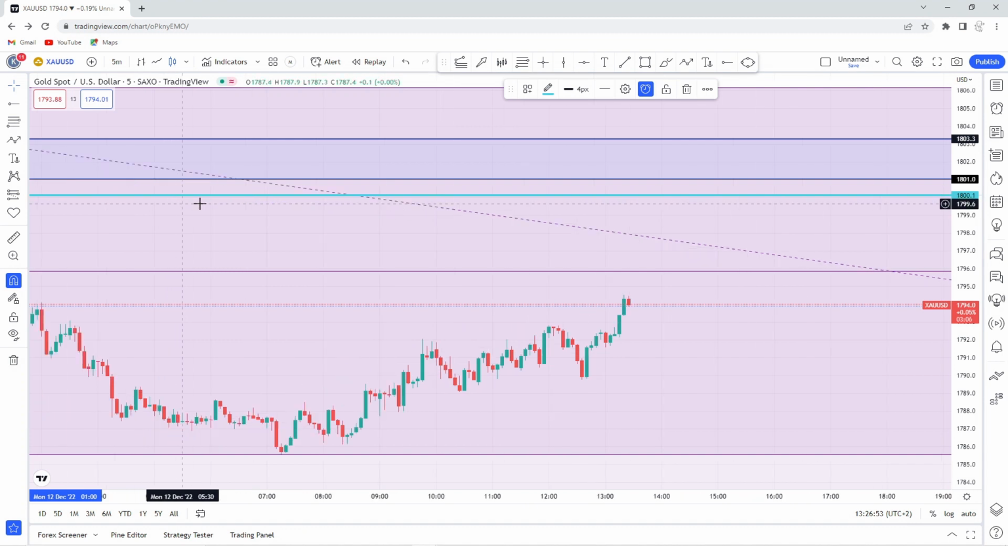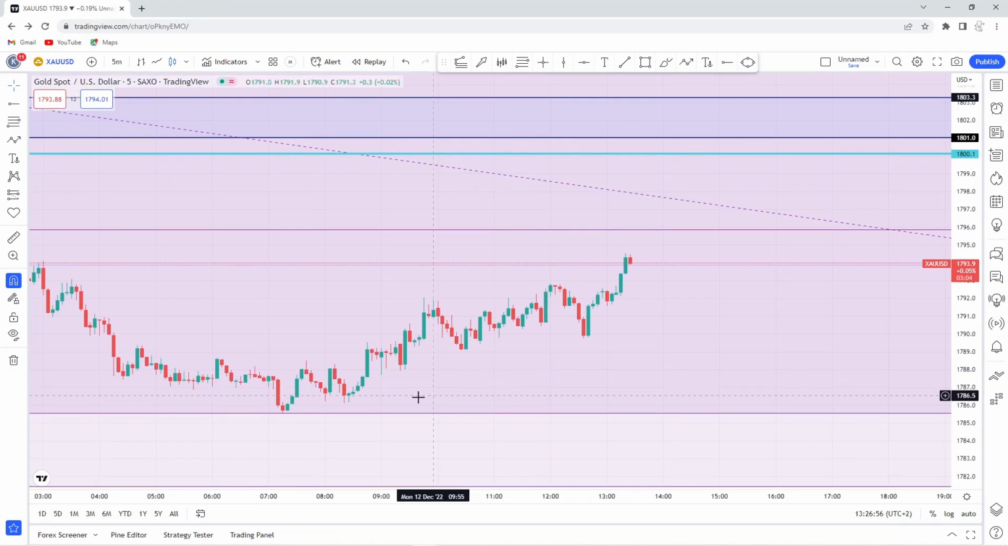And then the second aspect is the use of stop loss.